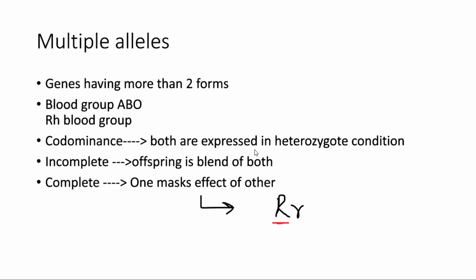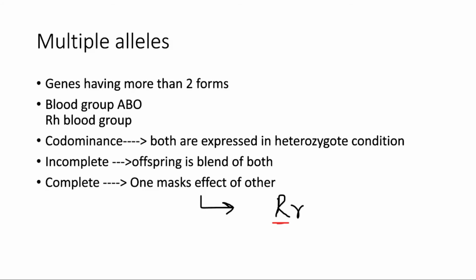Now, what is multiple alleles? Genes having more than two forms are called multiple alleles. For example, blood groups. Now, let us look at the dominant relations or the relations which are formed when there are alleles. The first one is the codominance, in which both the alleles are expressed in heterozygote condition, like the blood groups, or the incomplete dominance, in which both the alleles are not expressed fully but half. So the offspring will be a blend of both the parents.